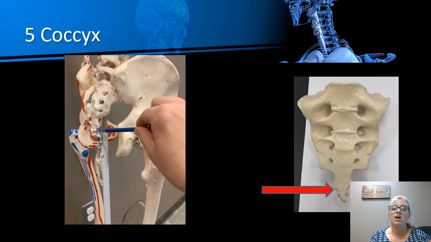So here we're looking at the coccyx, which is basically what we call our tailbone, okay? And so it's at the bottom here of the sacrum. You can kind of see it here from a lateral aspect as well. It's right there.